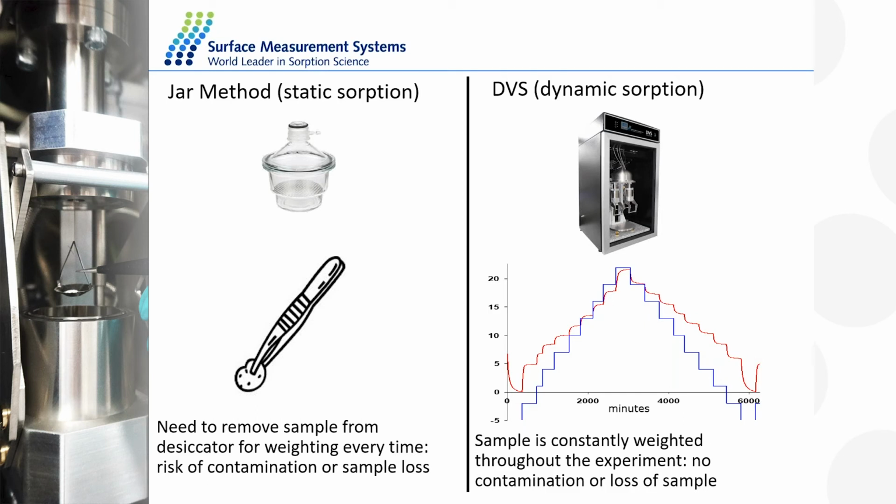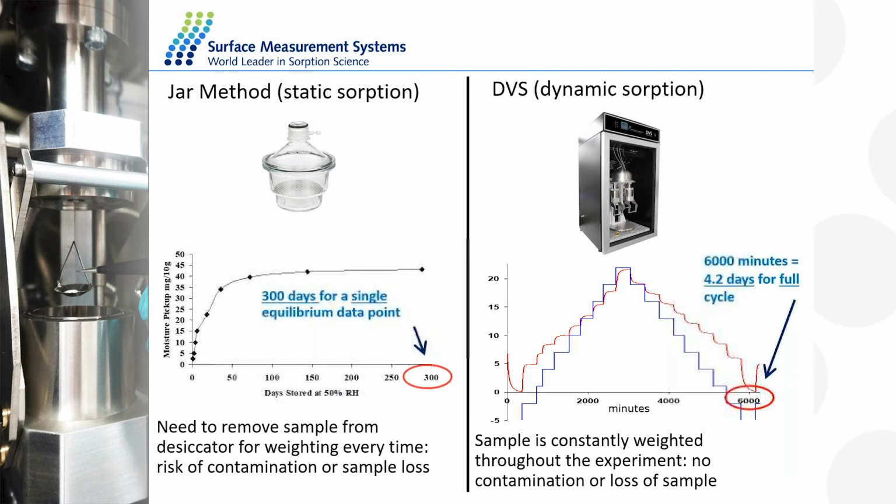Here is, for example, a kinetic plot, so a mass change over time over partial pressure, for a specific sample collected on a DVS, and we can see it takes about 6,000 minutes. This same sample collected with the jar method takes about 300 days. 300 days versus about 4 days. That's the difference in time required. The other important difference is that on the left, the plot only shows absorption. It does not show the desorption data because we are not able to reduce the humidity using a desiccator.